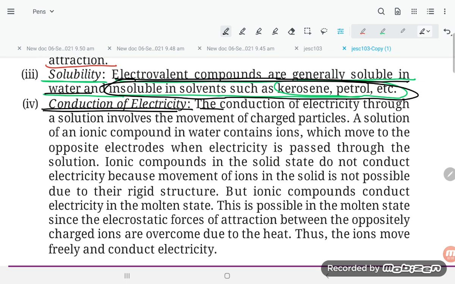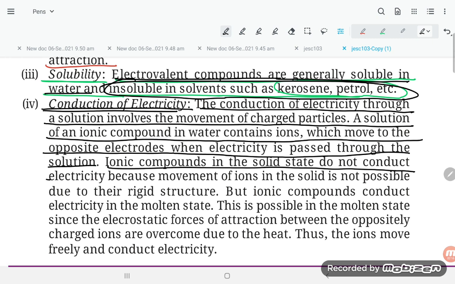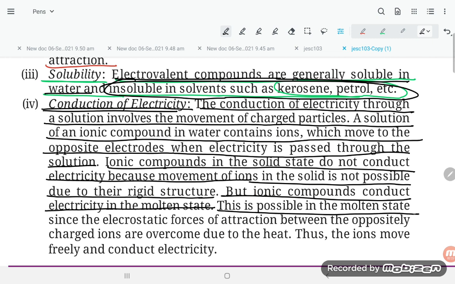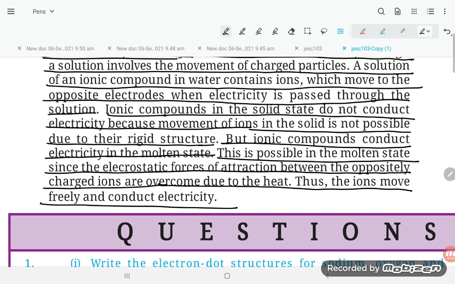Next one, the conduction of electricity. Conduction of electricity through a solution involves the movement of charged particles. A solution of an ionic compound in water contains ions which move to the opposite electrode when electricity is passed through the solution. Ionic compounds in the solid state do not conduct electricity because movement of ions in the solid is not possible due to their rigid structure. But ionic compounds conduct electricity in the molten state. This is possible because the electrostatic force of attraction between oppositely charged ions is overcome due to the heat. Thus, the ions move freely and conduct electricity.